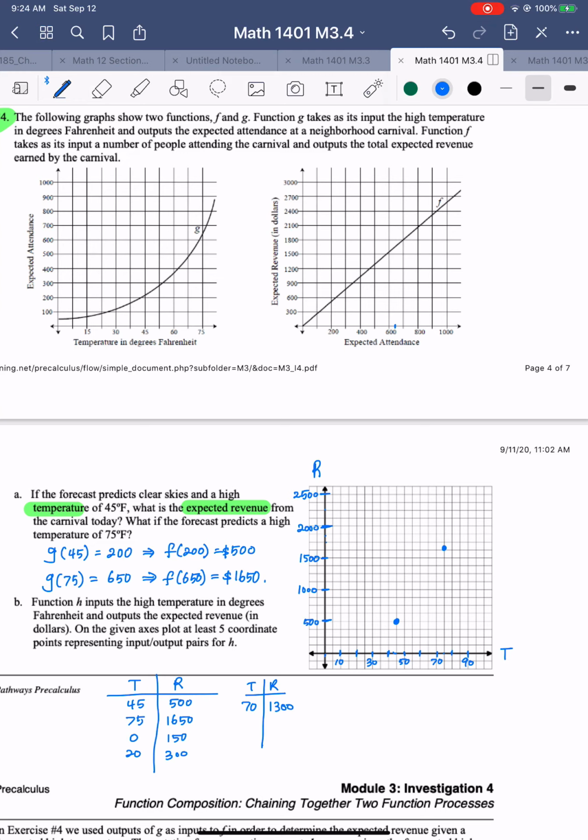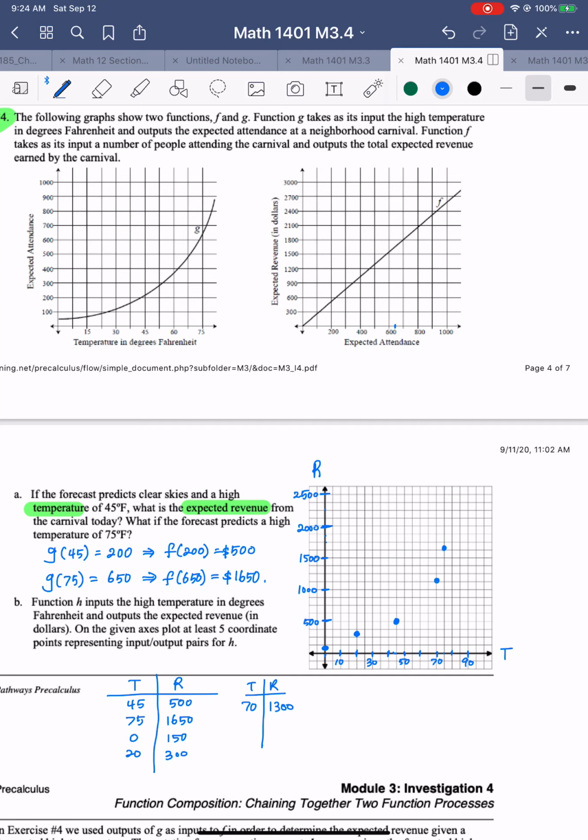And then the 0 degree is about 150, right? So 0 is right here, so 150, which means this is about here. And then 20 degrees, which is right here, is about 250, so about here. And then 70 degrees is about 1300, okay? So 1300, a little bit more here. Okay, so this is the graph we have.